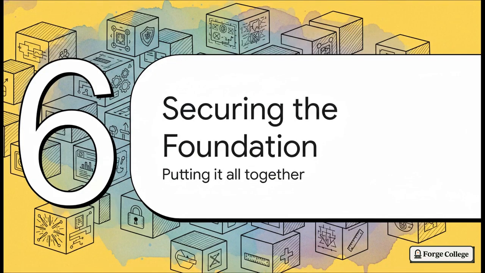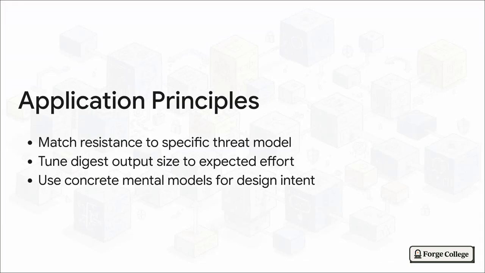Section 6. Securing the blockchain foundation, putting it all together. Now that we deeply understand the blueprints, it's time to zoom out. When you're designing Web3 architecture, you should always follow three core principles. First, match the specific resistance property to your threat model. Remember, a hash isn't just some magic wand. Second, tune your output size based on how much brute force an attacker might realistically have. And third, use those mental models we just talked about to clearly communicate your intent to your fellow engineers.